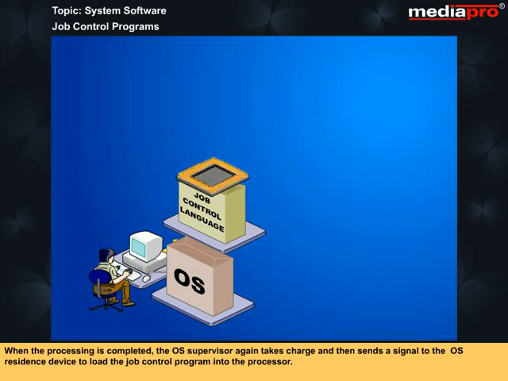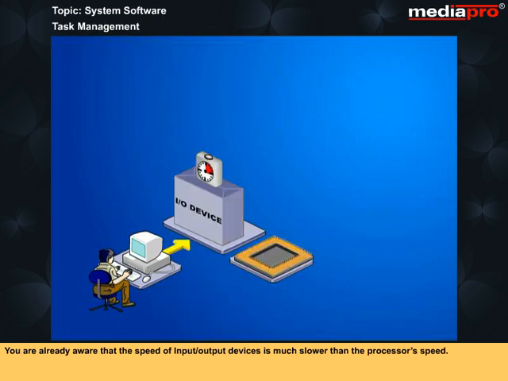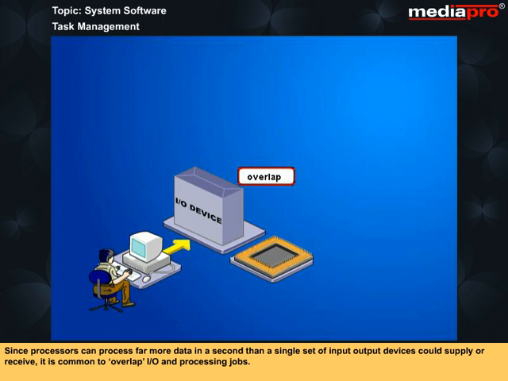When the processing is completed, the OS supervisor again takes charge and then sends a signal to the OS residence device to load the job control program into the processor. You are already aware that the speed of input-output devices is much slower than the processor's speed. Since processors can process far more data in a second than a single set of input-output devices could supply or receive, it is common to overlap input-output and processing jobs.